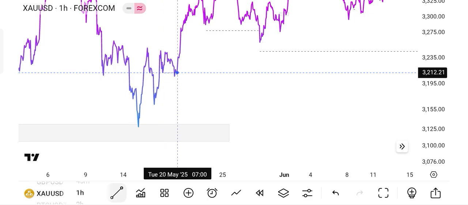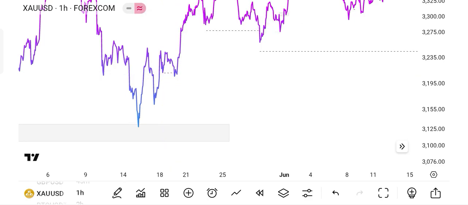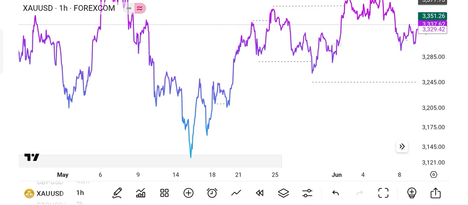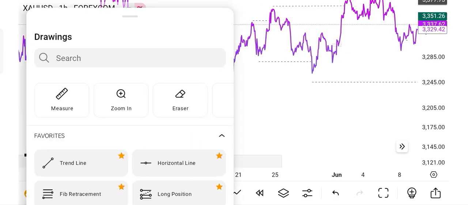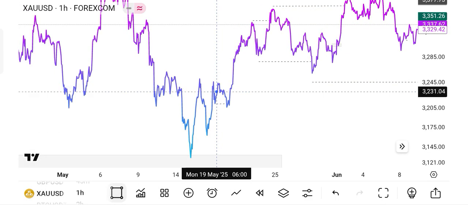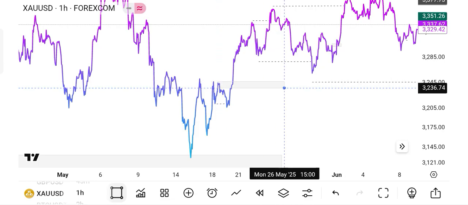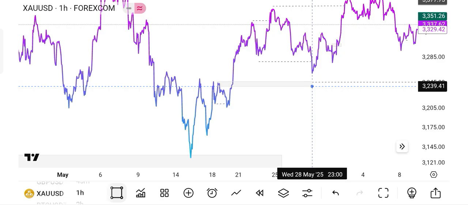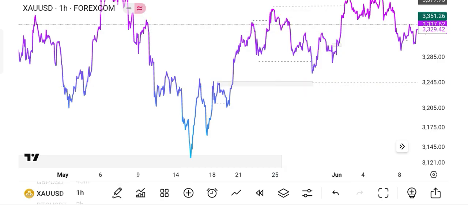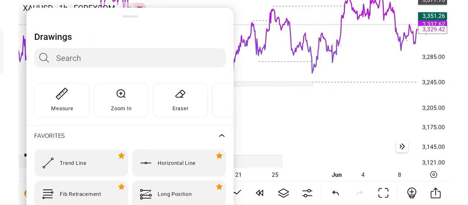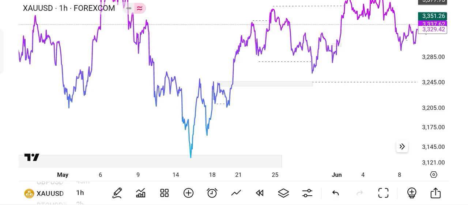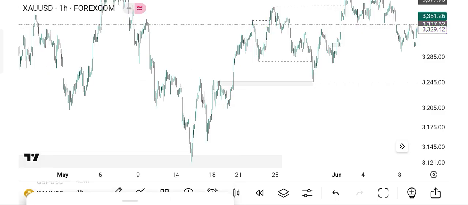Price came into here, swept liquidity, then bought to the upside. So I'm expecting that price will come into somewhere here because it's my breaker block now. Price will come into somewhere here, then buy to the upside. So that should be my POI. That should be my zone of interest.